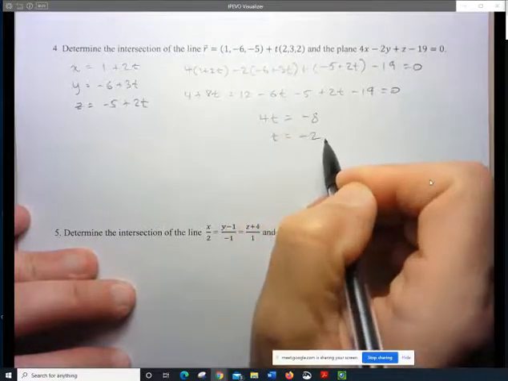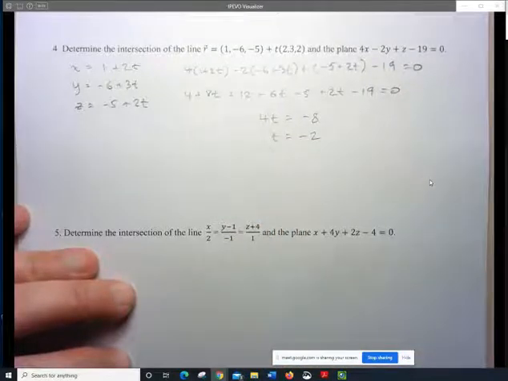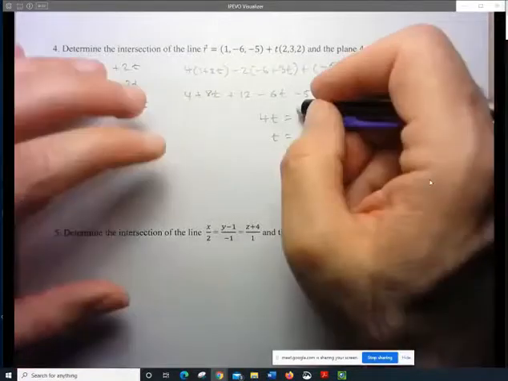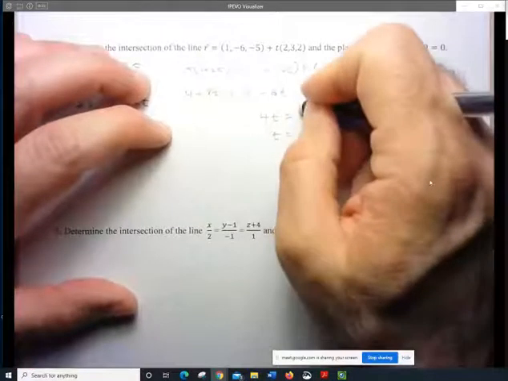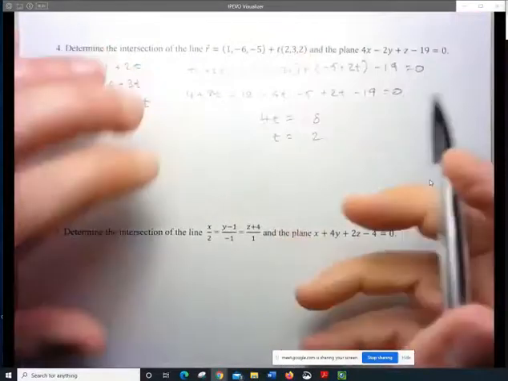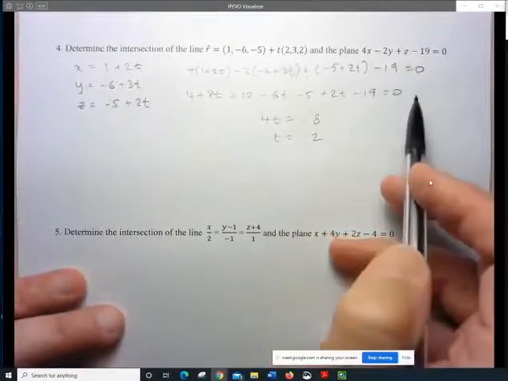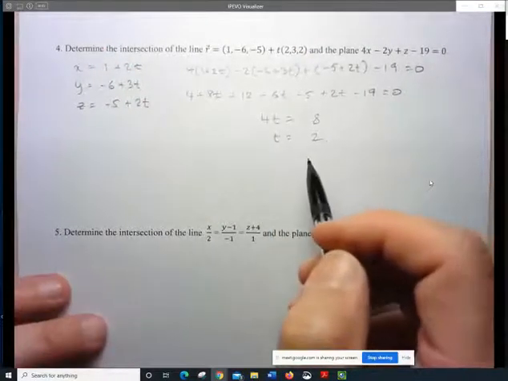T is negative 2. Did I do that right? It will equal 8, though, right? Because if you brought it to the other side, negative 8. Oh, thank you. Good show. See, this is why I tell you folks, always keep track of what I'm doing. Okay, so it was negative 8, but of course I'm bringing it to the other side, so positive 8. Thank you. And there we go.